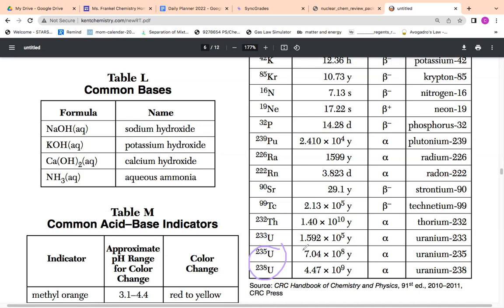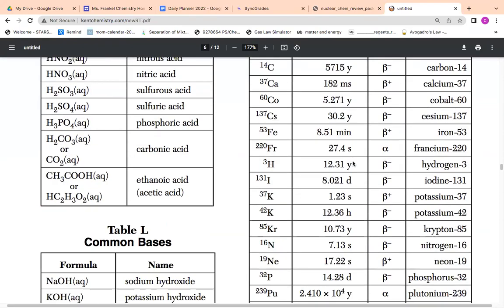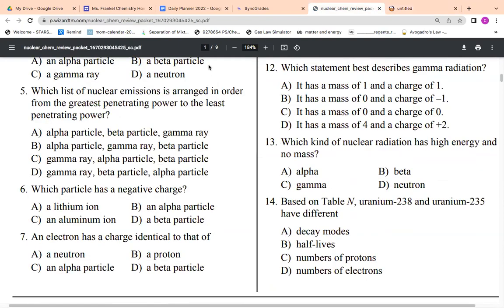Okay. But what is clearly different is these two values, which if we scroll up, we can see that this is the half-life. At this point that I'm making the video right now, at least we haven't gone over half-life, but their half-lives are different, meaning that they will decay at different rates. So for this one, we would want to go with choice B, half-lives.